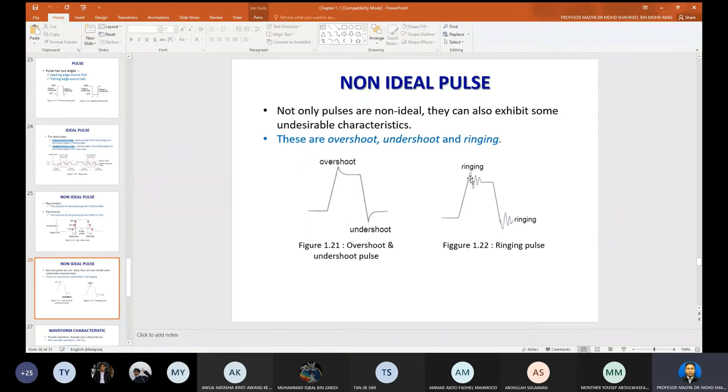The performance parameters, you can study in the control subject. Because when you design the controller, you can eliminate this overshoot, for example. You can eliminate this undershoot, and also we can eliminate this ripple or this ringing here.